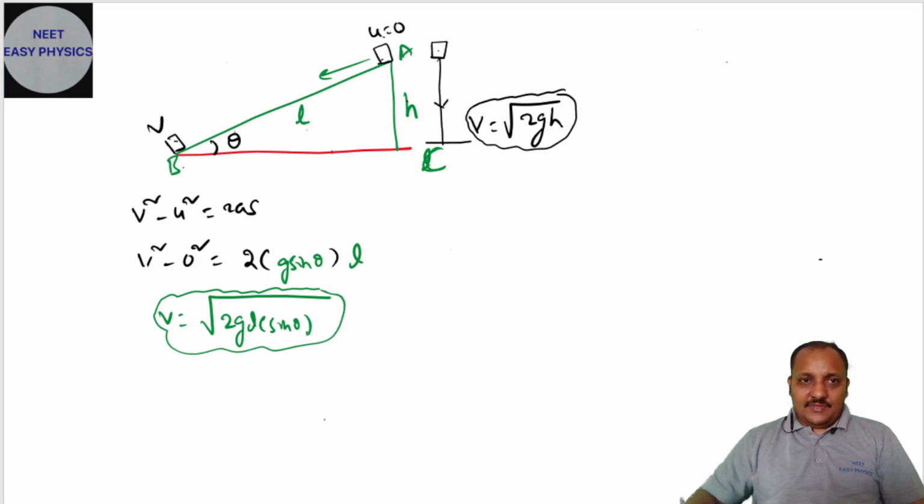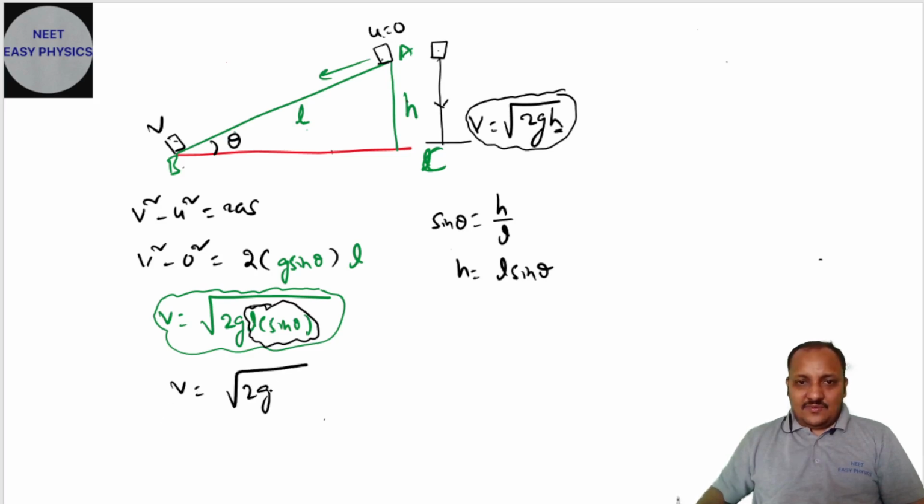So if you observe from the diagram, what is sin theta? Sin theta means H by L. So in place of L sin theta, we can write H. Therefore, this is another form of root 2gH. Correct? So root 2gH and root 2gL sin theta, both are going to be the same.